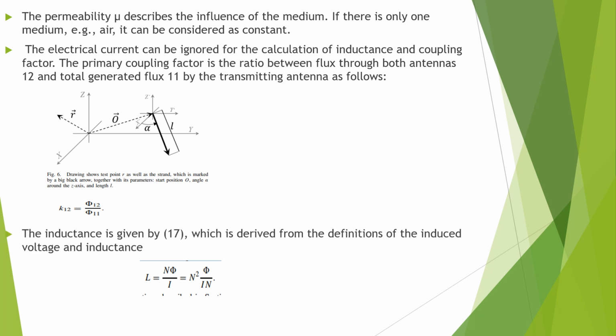The permeability mu describes the influence of the medium. If there is only one medium, for example air, it can be considered constant. The electrical current can be ignored for the calculations of inductance and coupling factor. The primary coupling factor is the ratio between the flux through both antennas 1 and 2 and the total flux generated by the transmitting antenna. The inductance is given by the formula below, which is derived from the definition of induced voltage and inductance.